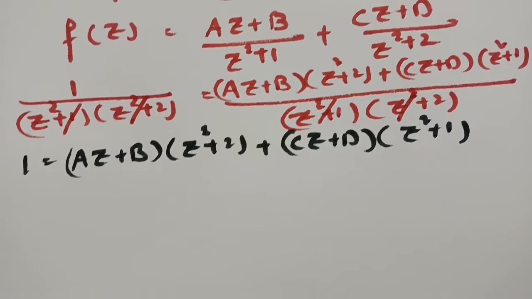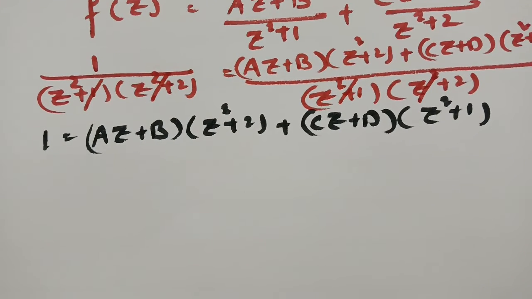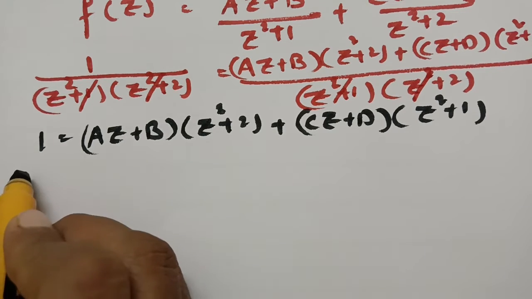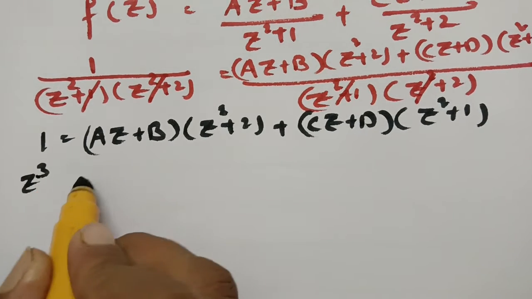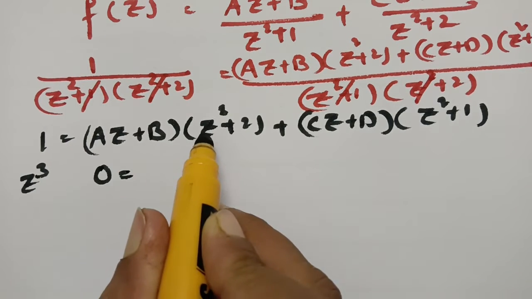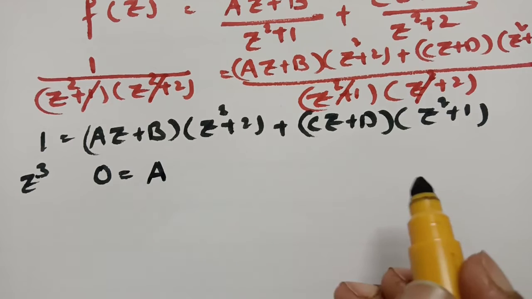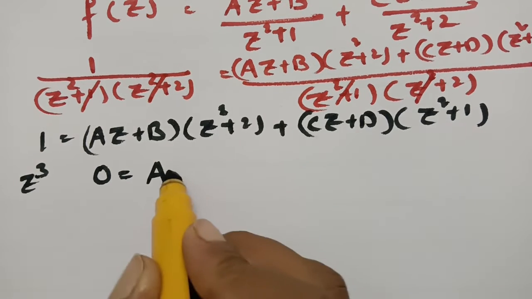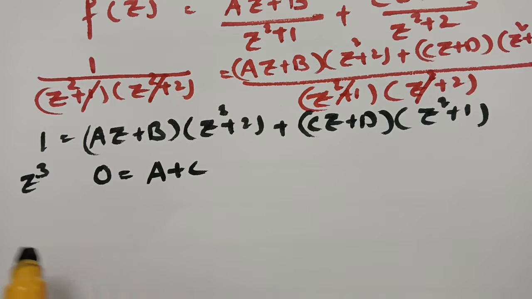Now there is no possibility of substitution. Therefore, the highest degree here is z cube. Now comparing z cube coefficients. The z cube coefficient on the left is 0, and on the right a into z cube, so the coefficient of z cube is a, and c into z cube, plus c. Clear?